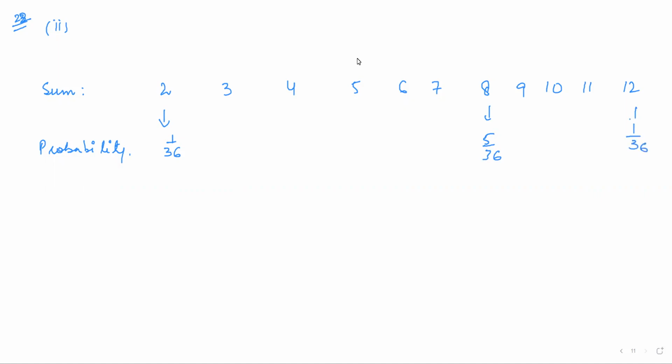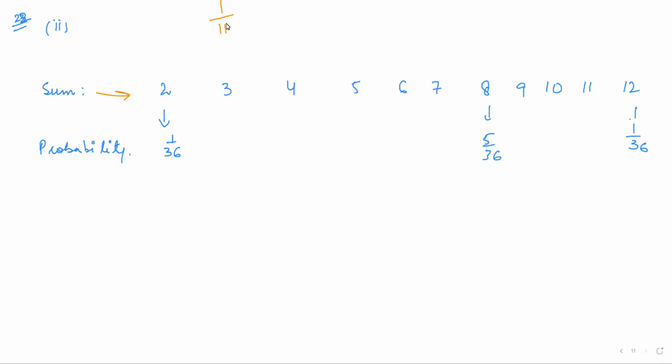Now, what is the second part saying? A student argues that there are 11 possible outcomes. So these are the possible outcomes, right? Therefore, each of them has a probability 1 by 11. So a student is saying that there are 11 outcomes, so the probability should be 1 by 11 for each case.